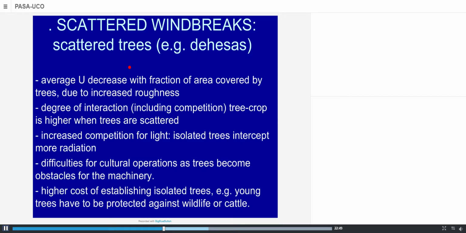But scattered windbreaks have some disadvantages. One special disadvantage is that the cultural operations are more difficult as trees become obstacles for the machinery. And also, there is a much higher cost of establishing isolated trees. Why? Because young trees have to be protected against wildlife or cattle. And protecting each tree separately is much more expensive than protecting a row of trees.